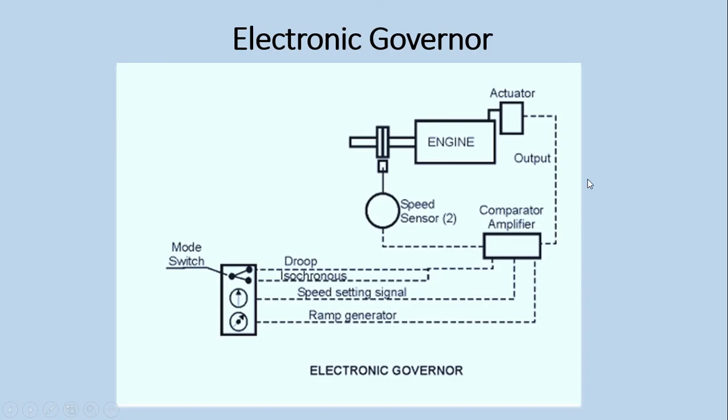Now we'll discuss the electronic governor. Here you can see the electronic governor. This is the engine, and this is the flywheel. From the flywheel there is a proximity sensor. This senses the engine speed and gives a signal to the comparator and amplifier. This amplifier amplifies the speed sense signal. Basically, it compares the measured signal with the set value. From the controller we can give the set value of the speed.